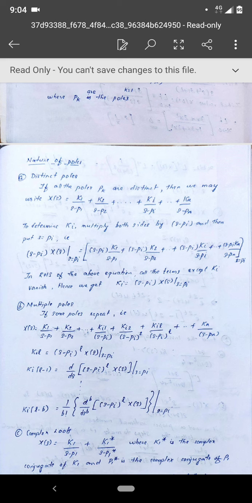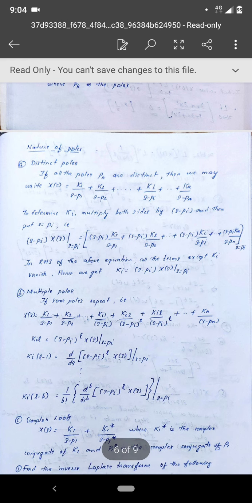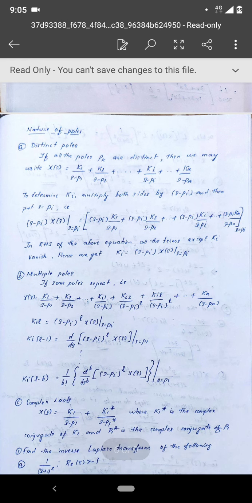To determine ki, multiply both sides by (s - pi) and then put s = pi. You can see that in the above expression, on both sides you have to multiply by (s - pi), and then apply s = pi. Then all other terms other than the term of pi, that is ki, disappear. So what we get is ki = X(s)(s - pi) at s = pi.